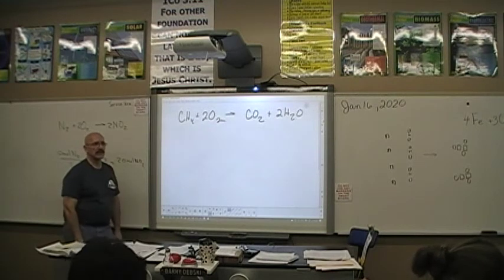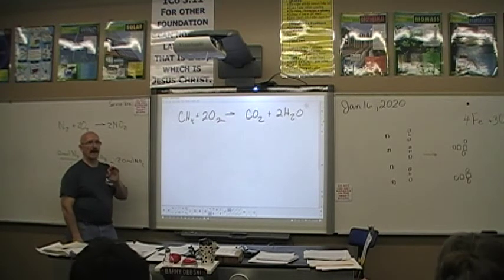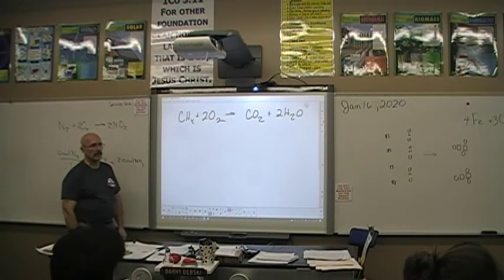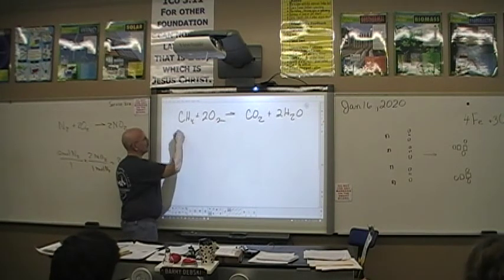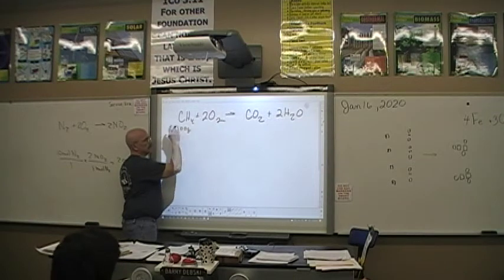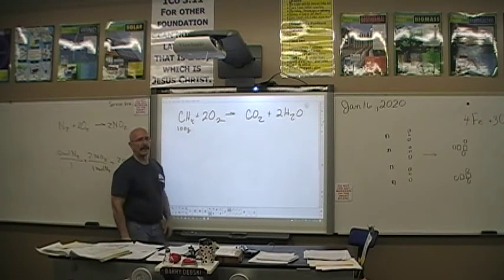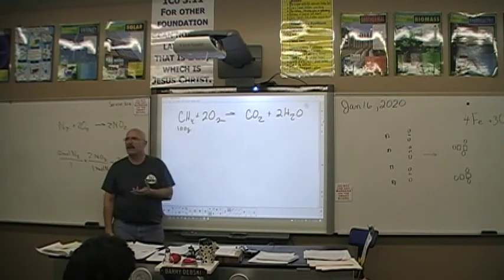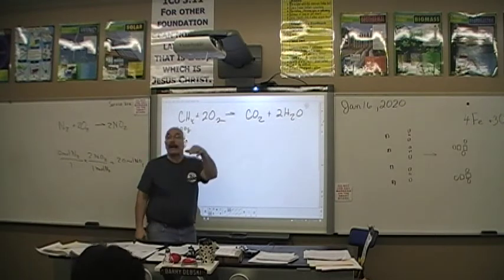Okay, first question is, if we start with 100 grams of methane, sometimes I just write it underneath this here, just so I know that's right. And then I'll put a question mark underneath what I'm looking for. So the question says, if I start with 100 grams of CH4, how much water will be produced in grams?